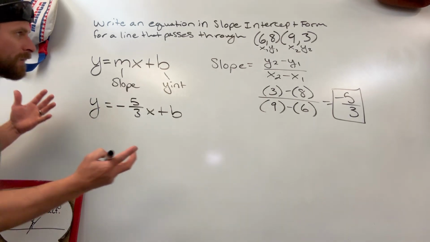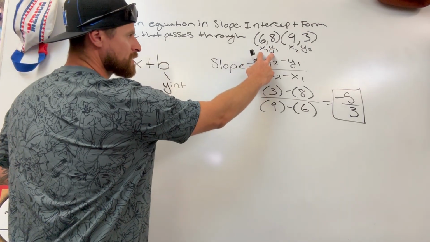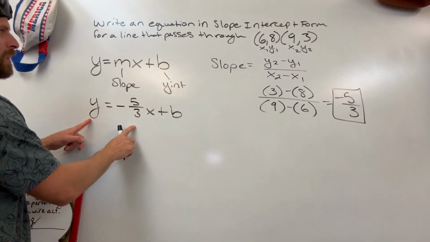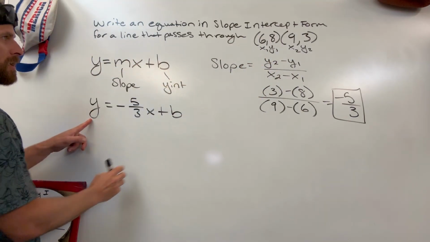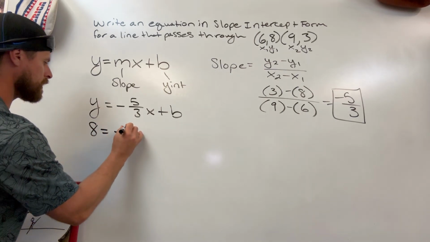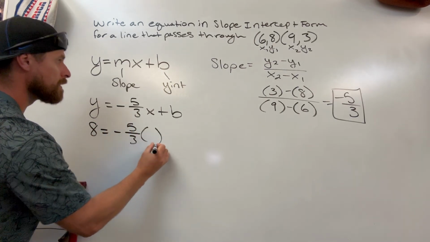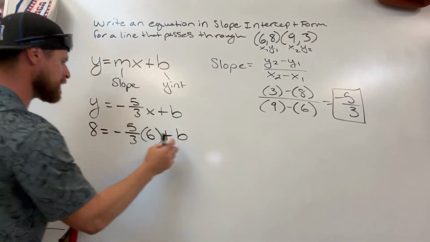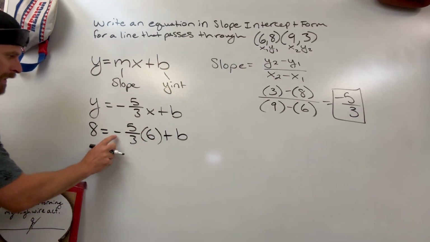Where am I supposed to get that information? You could either take it from this point or from this point. I like this point more just looking at what I'm dealing with. I can tell I'm going to get nice numbers here. If I put an 8 in for y, put a 6 in for x plus b, now we can solve for b.